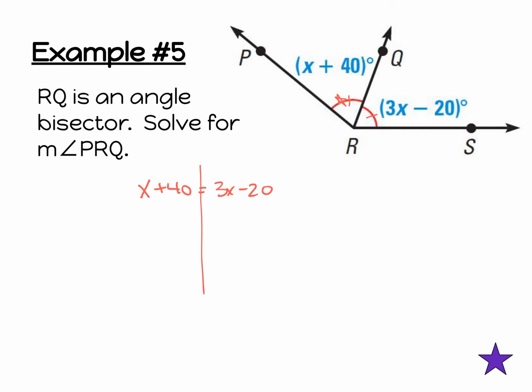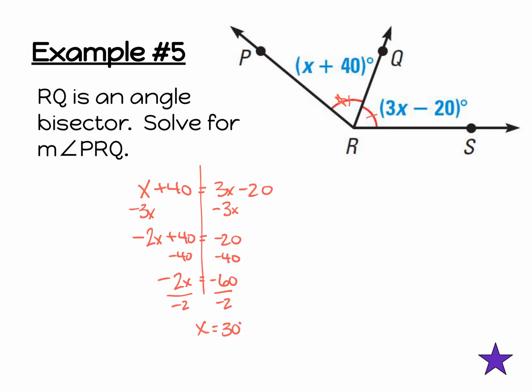Okay, so now we can solve our equation. I'm going to subtract 3x from both sides. So I have negative 2x plus 40 equals negative 20. Now I can subtract 40 from both sides. So negative 2x equals negative 60. I want to divide by negative 2. So x equals 30.